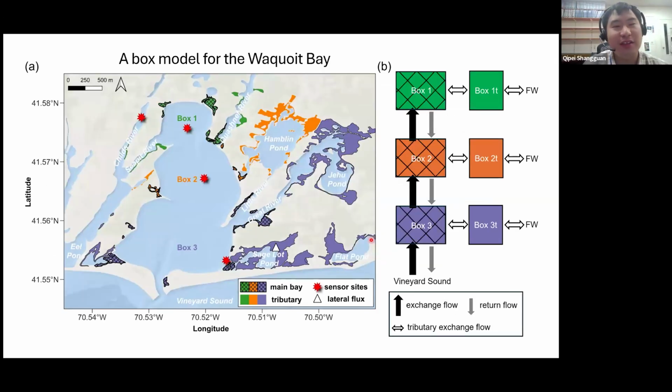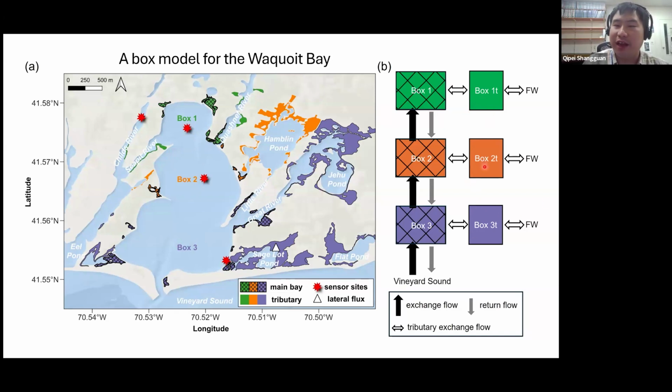So if we have the alkalinity and DIC fluxes, then we are ready to calculate the lateral fluxes. This is a map for the Sigeout Pond and the WHOI Bay, developed into 6 different boxes. In the main bay, there are 3 different boxes over here, and each of the boxes is connected to one tributary box over here.